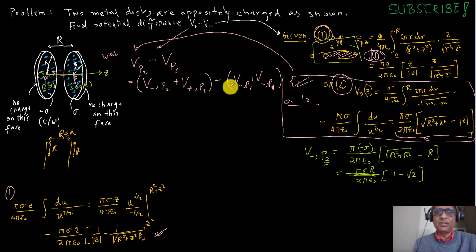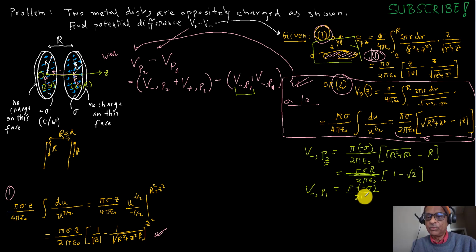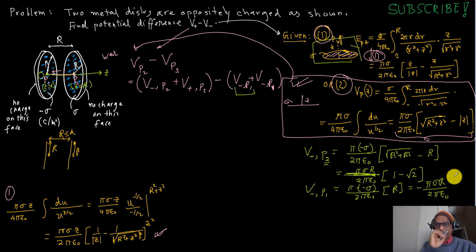And how about we go ahead and find V from the negative plate at P1. P1 is z equal to 0, so put z equal to 0. This simply turns out to be pi times minus sigma over 2 pi epsilon naught, and this is 0, that gives me R, and this is 0, so this is just R. So this is minus pi sigma R over 2 pi epsilon naught.